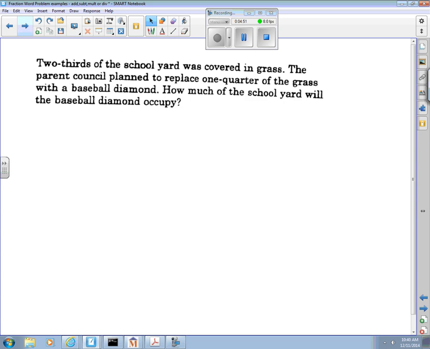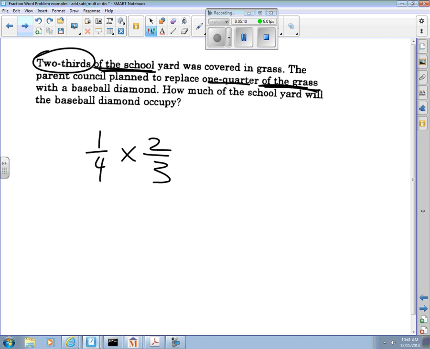Along the same lines, looking at this schoolyard problem, 2/3 of the schoolyard was covered in grass. Once again, the key words here being of the schoolyard. The parent council planned to replace 1/4 of the grass with a baseball diamond. They're not replacing 1/4 of the schoolyard. They're replacing 1/4 of the grass, which means it's 1/4 of the 2/3 that I already had. So that's what's telling me I'm multiplying the fractions together. Quick cancel there, and I get 1/6 for that problem.